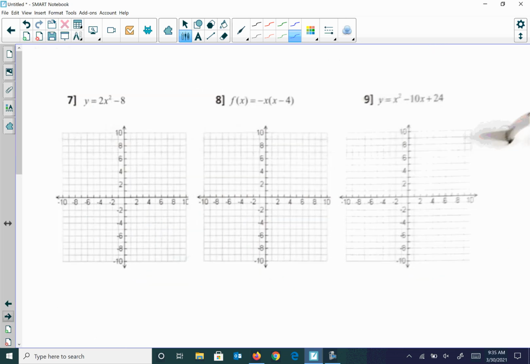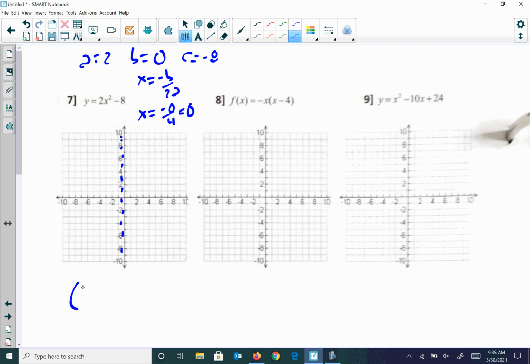Okay, next page. All right, notice I have an a value of 2, a b value that's not there, so it has to be 0, and a c value of negative 8. So I'm going to get x equals negative b over 2a. So x equals negative 0 over 4, because 2 times 2 is 4, which gives 0. So my axis of symmetry is right down the y-axis. If I want to find the rest of the vertex, plug it in. So I get 2 times 0 squared minus 8. 2 times 0 squared is 0. 0 minus 8 is negative 8. So 0, negative 8 is down here.